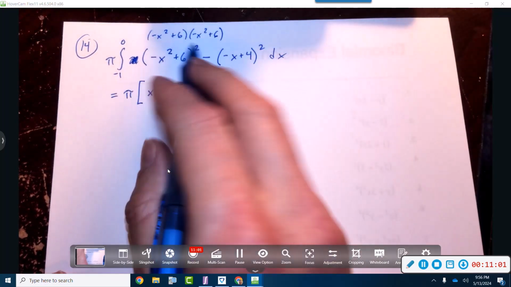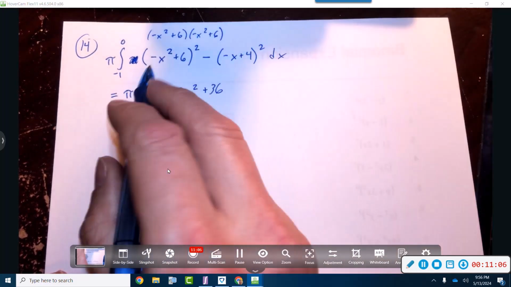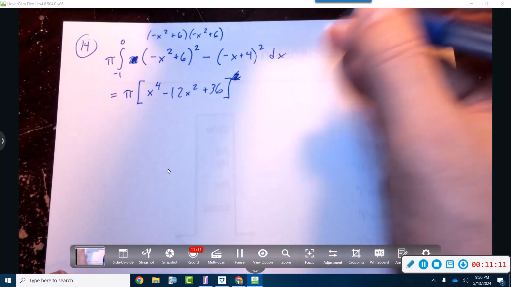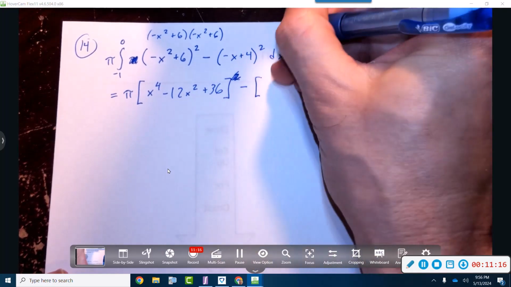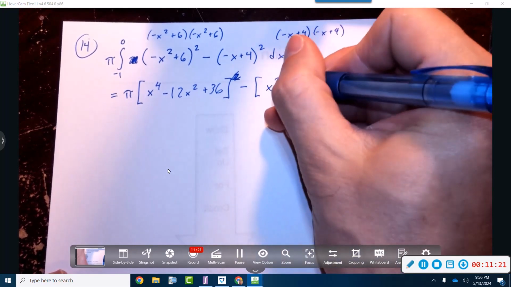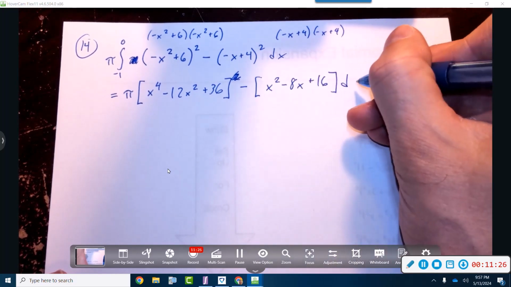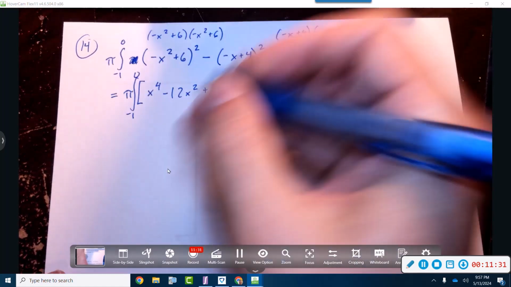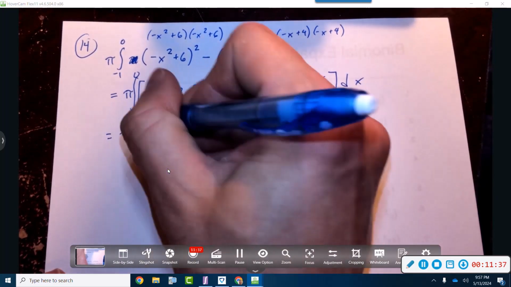Positive x to the 4th, negative 12x to the 2nd, plus 36, and that is this guy squared. This is what the outer ring is. Square. Oh, no, squared. He's already squared. Minus this guy. This guy is going to be negative x plus 4, negative x plus 4. That's going to be x squared minus 8x plus 16 dx. Have we taken the derivative yet? No. Antiderivative? No. All right. So pi's on the outside. We still got to combine like terms.